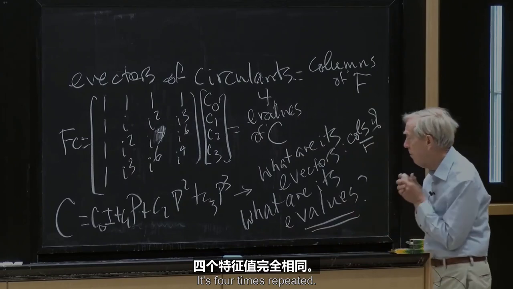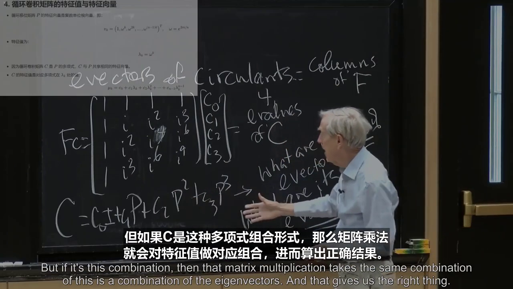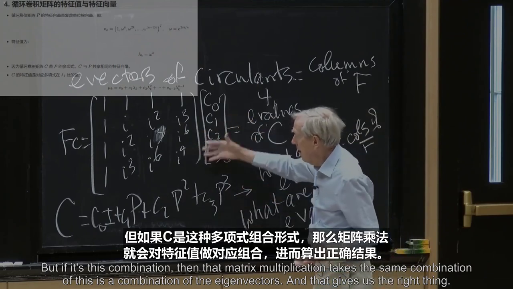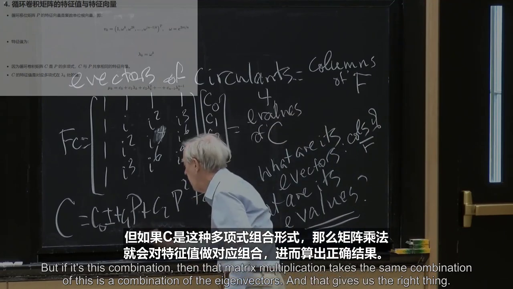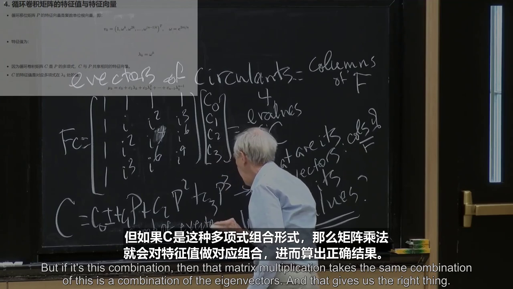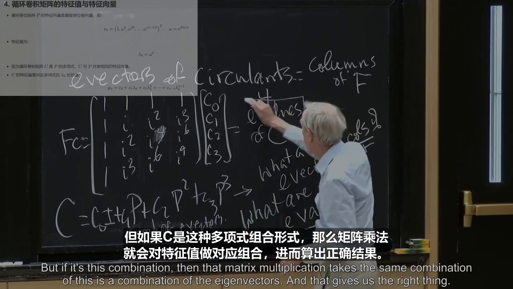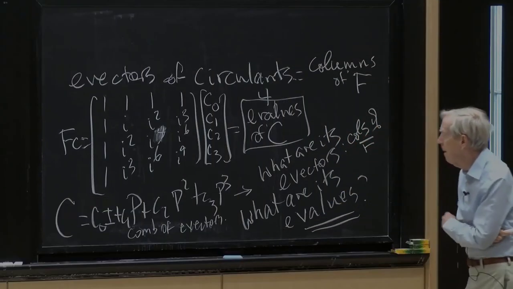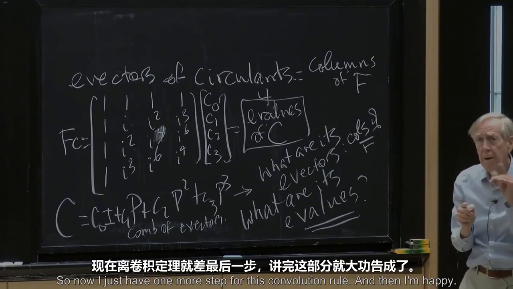But if it's this combination, then that matrix multiplication takes the same combination of the eigenvectors, and that gives us the right thing. Okay. So now I just have one more step for this convolution rule, and then I'm happy.